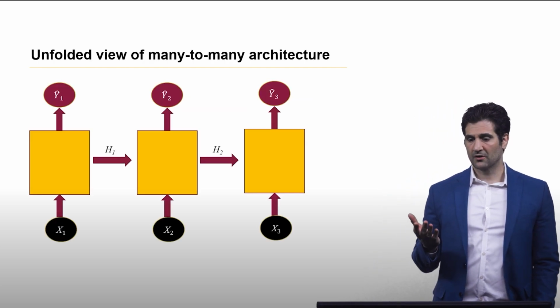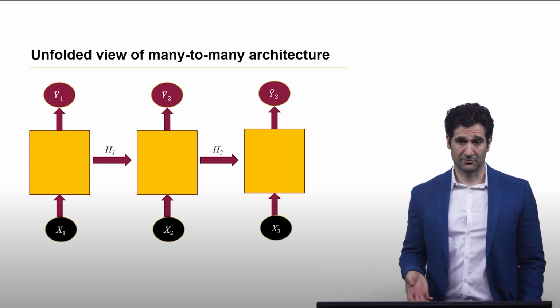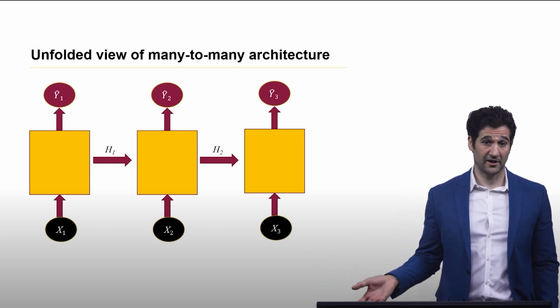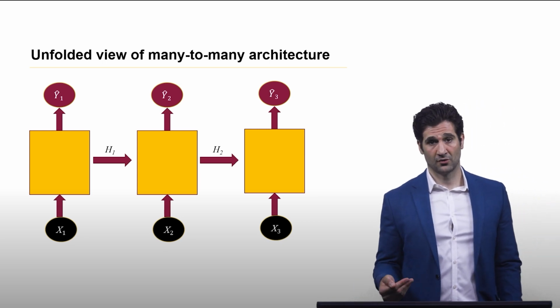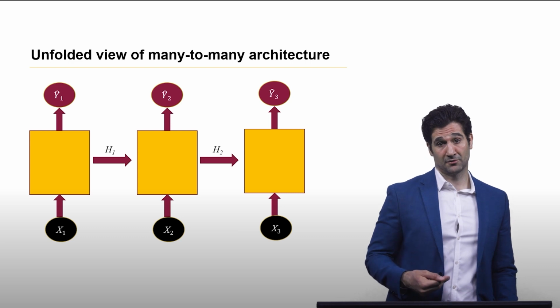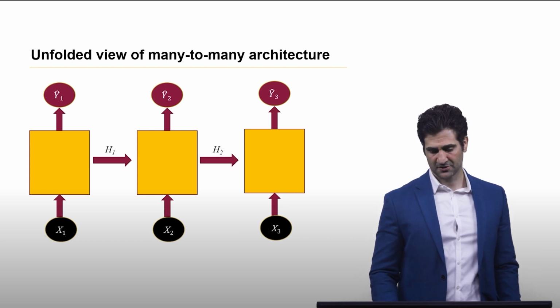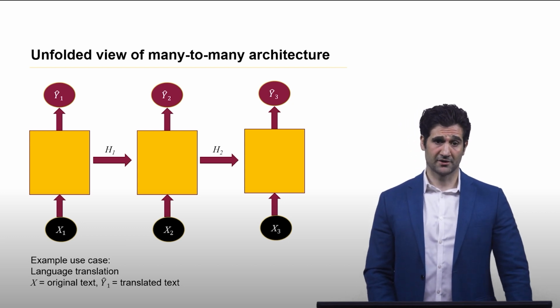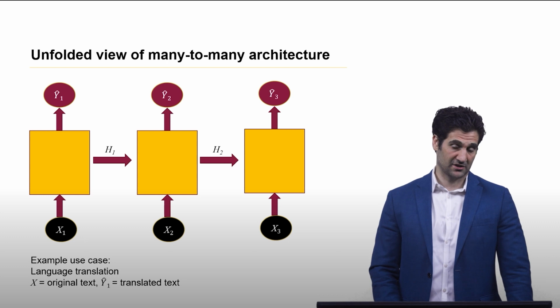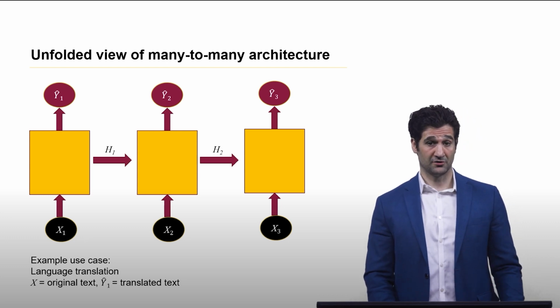Now, the architecture that we showed you is kind of the default, and we talked about this idea of language translation. We showed you this unfolded view where you have a many-to-many relationship. So many inputs give you many outputs. And so this is directly dealing with the language translation use case. That's an obvious example circumstance where you'd want to do that.